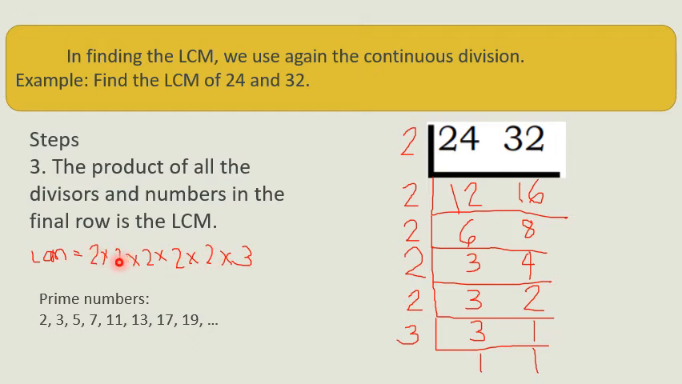So, ito na yung ipag-multiply natin. So, 2 times 2 is 4. Times 2 is 8. Times 2 is 16. Times 2 is 32. Times 3 is 96. So, ibig sabihin, ang pinaka-total natin dito is 96. So, kapag skip counting natin yung 24 and 32, ang makukuha natin na common multiple nila, yung least common multiple nila is 96.